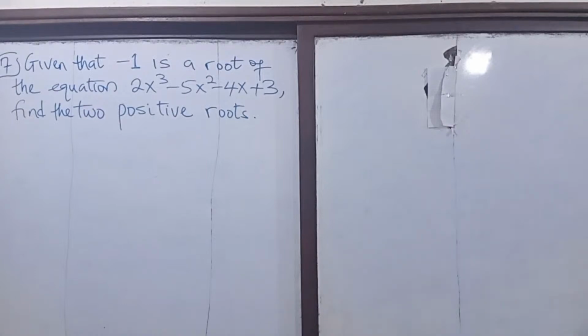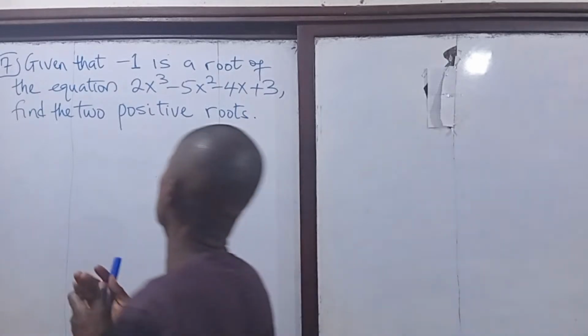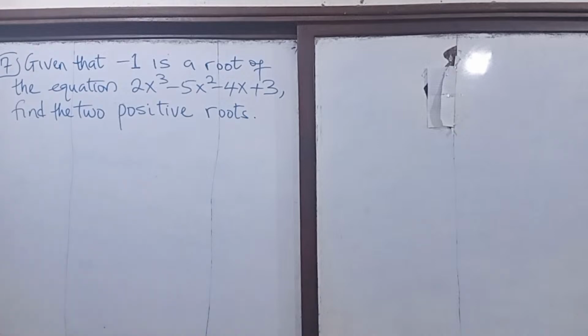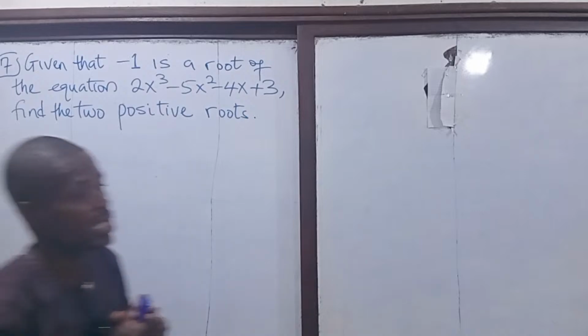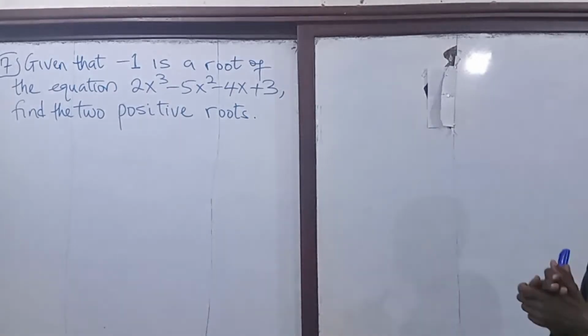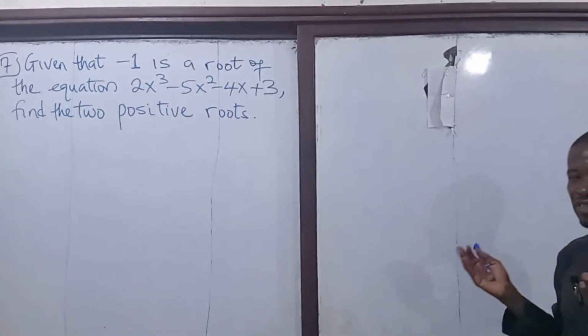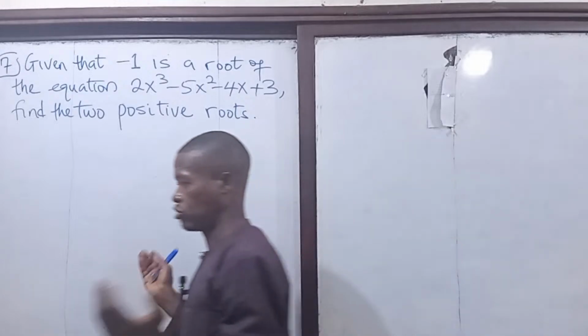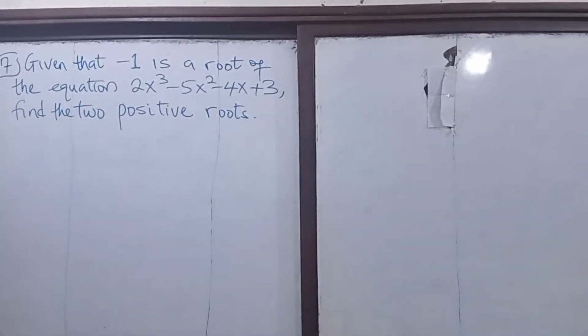Okay, so that's what we have there. We're told that, given that minus 1 is a root of the equation 2x cubed minus 5x squared minus 4x plus 3, find the two positive roots. Okay, that's the solution to that.